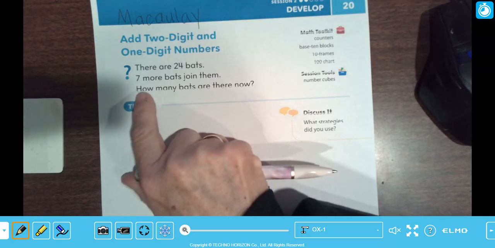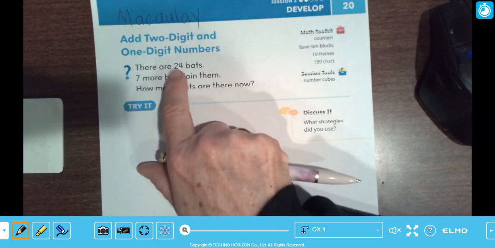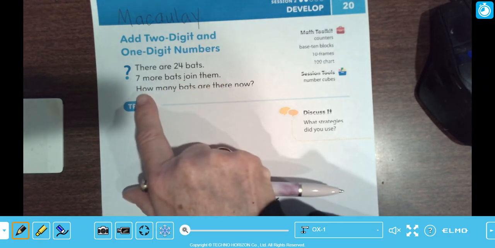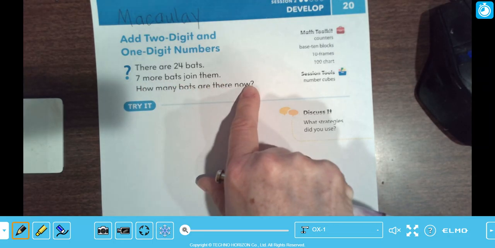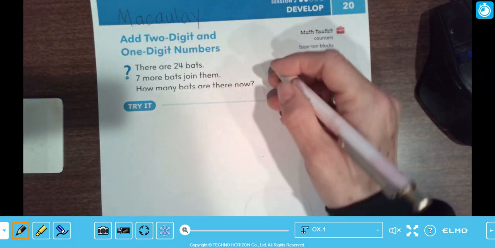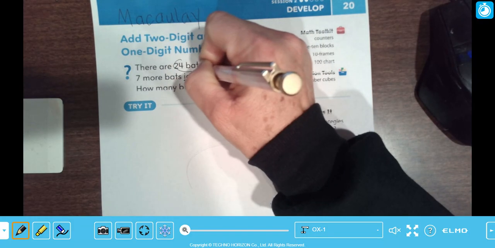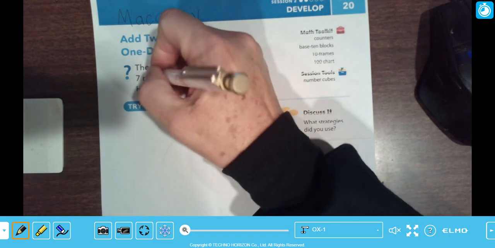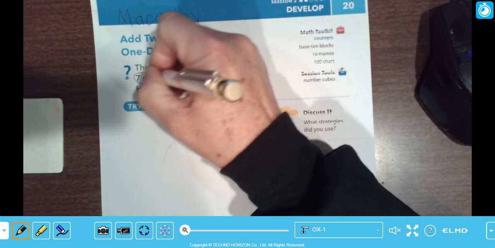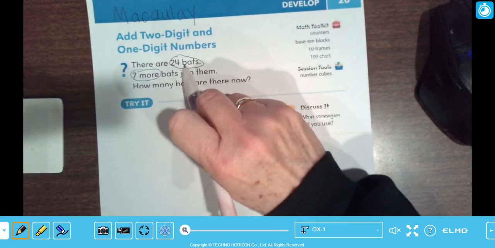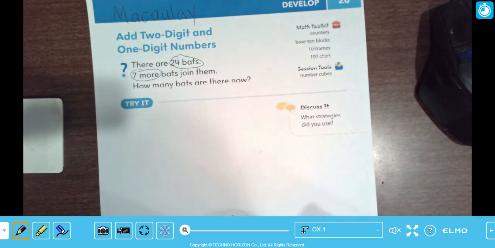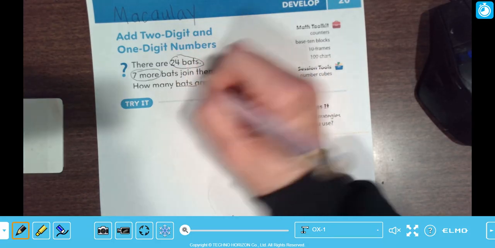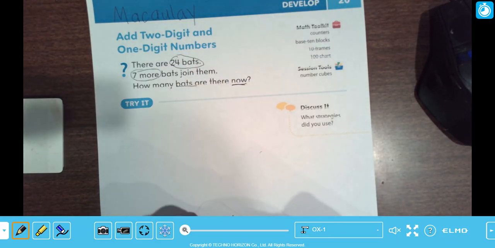Here we go. Ready? Begin. There are 24 bats. 7 more bats joined them. How many bats are there now? So what do we know? Well, we know that in the beginning there was 24 bats, right? That's what we know at the beginning. We also know that 7 more bats came. Okay? So we know there was 24 at the beginning and then 7 more came. What do we not know? Now. We don't know how many bats now. Bats now. That's what we don't know.